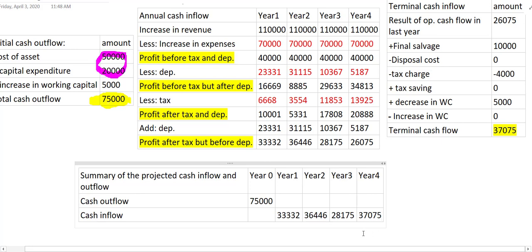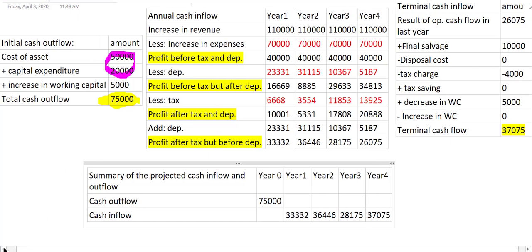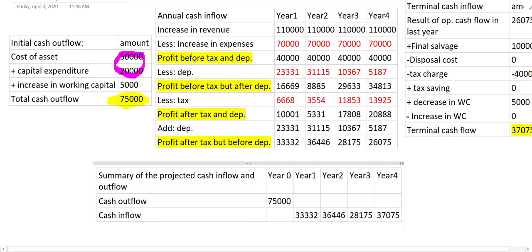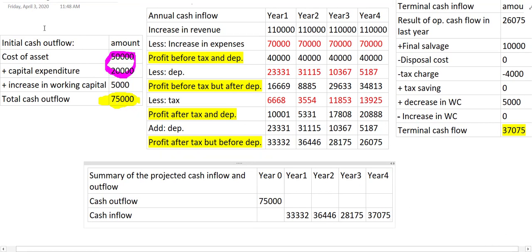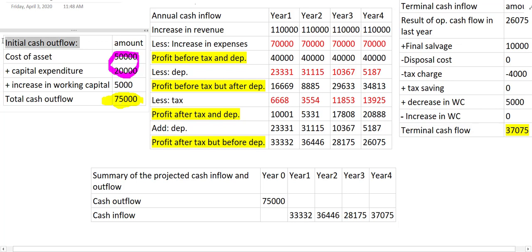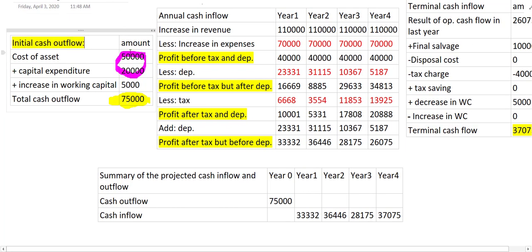This is our requirement. In the estimated projected cash inflow and outflow, we need these things. So we have to calculate how much is the inflow of the project as well as how much is the outflow. Initially, we have calculated how much is the initial outflow of the project. We calculated cost of the asset this much, capital expenditure this much, increase in working capital. Total increase is equal to 25. So in the summary also I mentioned this one.